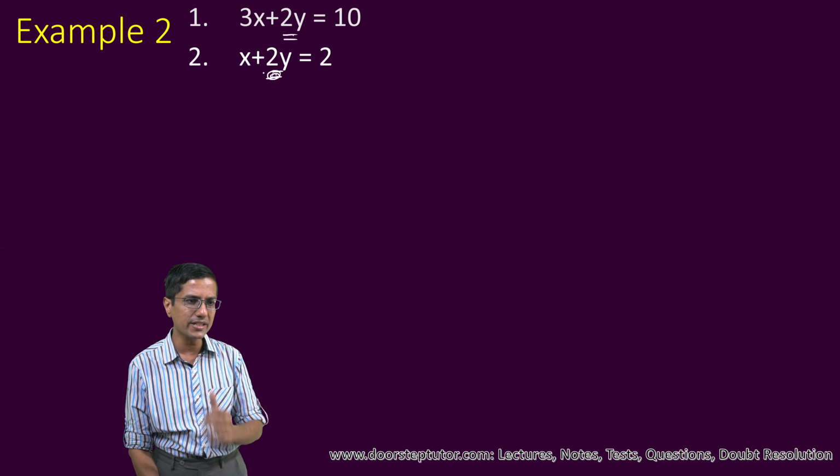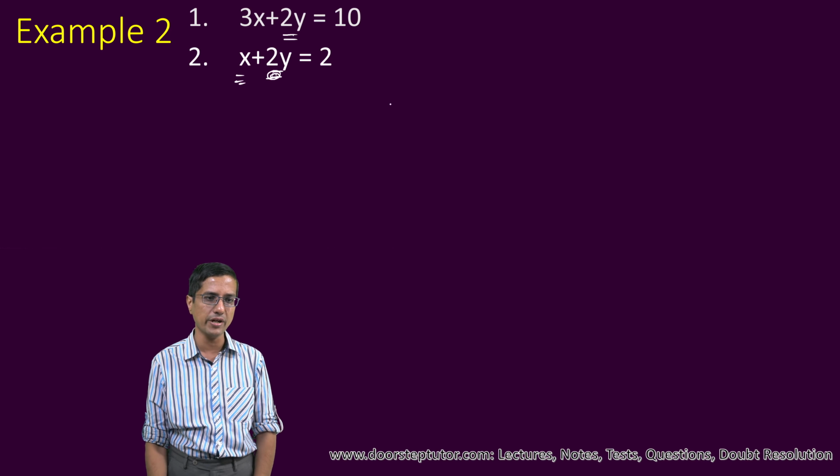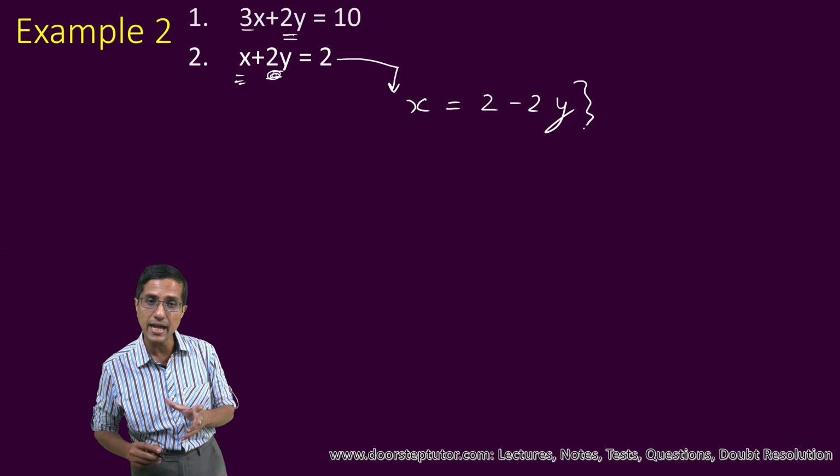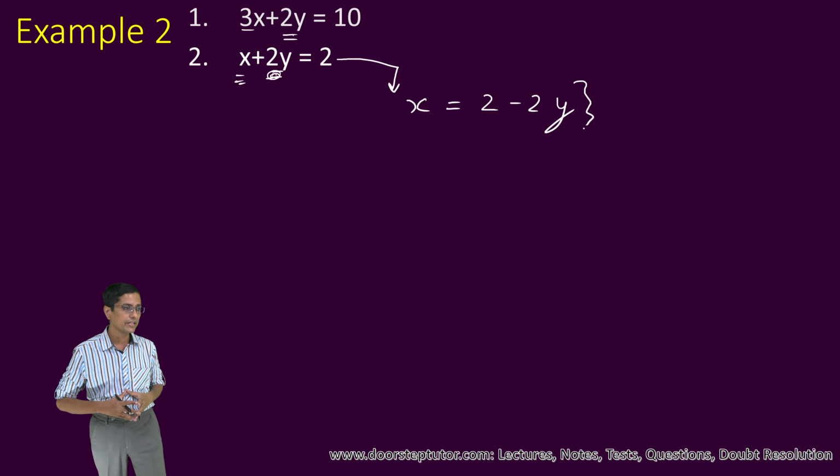We can directly do that, but let's substitute the value of x and see what happens. From the second equation, I find x in terms of y. So x will be equal to 2 minus 2y. From the first equation, I have 3x plus 2y. Notice that there are no fractions here, so I'm still good for doing the substitution.